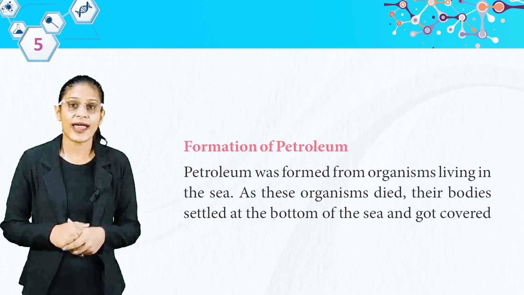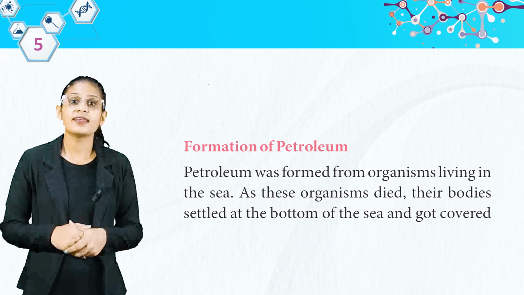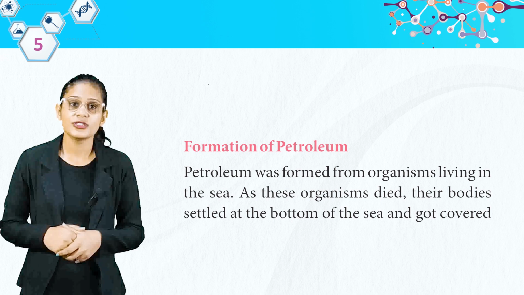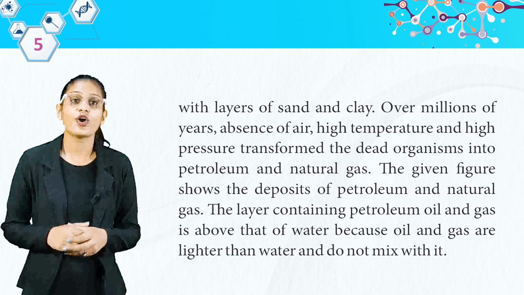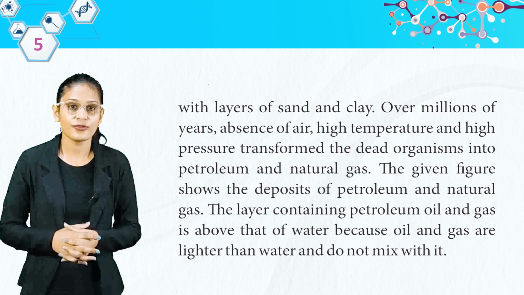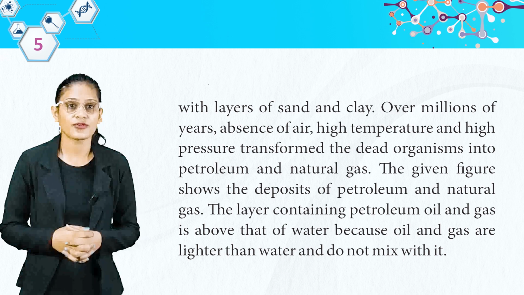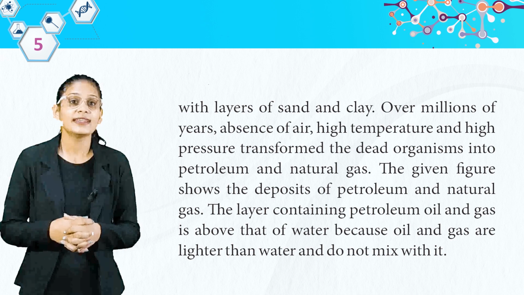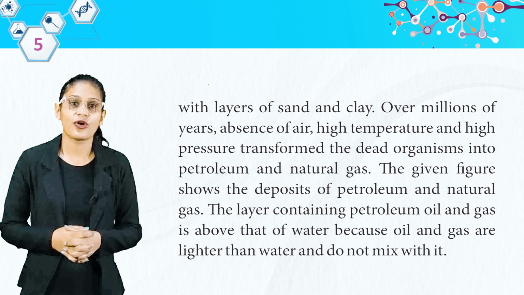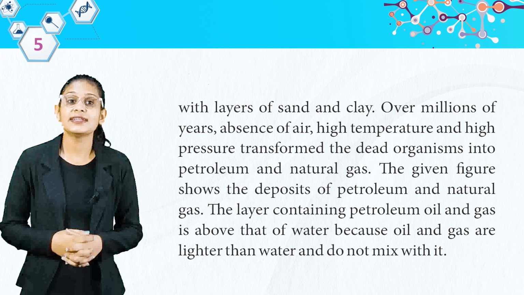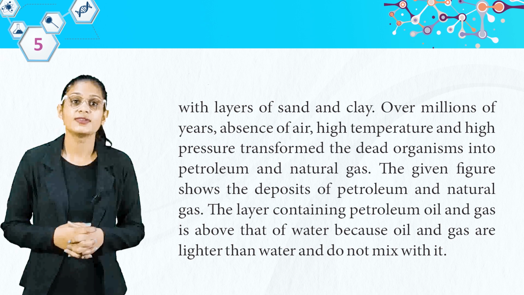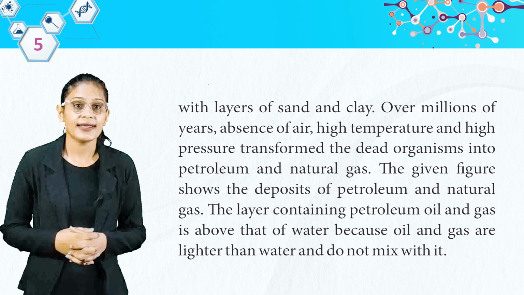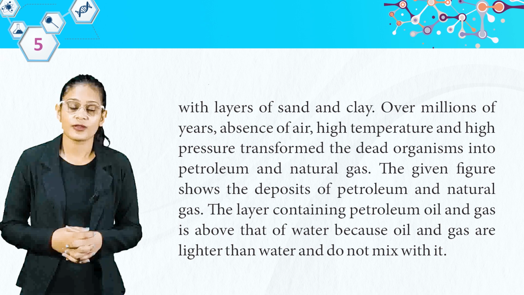Petroleum was formed from organisms living in the sea. As these organisms died, their bodies settled at the bottom of the sea and got covered with layers of sand and clay. Over millions of years, absence of air, high temperature and high pressure transformed the dead organisms into petroleum and natural gas. The given figure shows the deposits of petroleum and natural gas. The layer containing petroleum, oil and gas is above that of water, because oil and gas are lighter than water and do not mix with it.